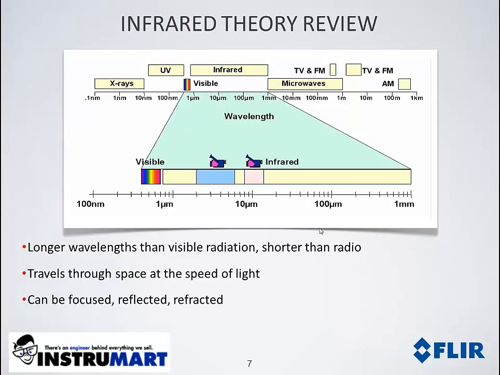Yet infrared radiation wavelengths are shorter than radio wavelengths. And like visible light, infrared radiation travels through space at the speed of light. Like visible light, it can be focused, it can be reflected, it can also be refracted.